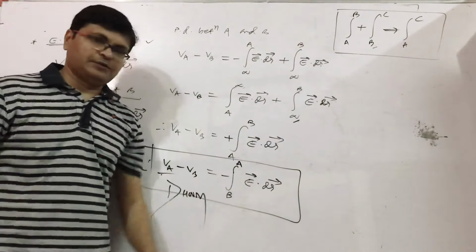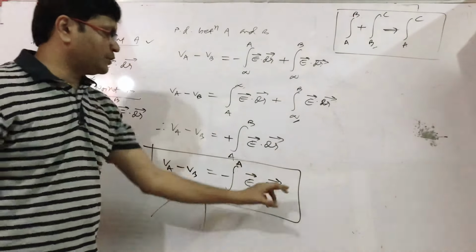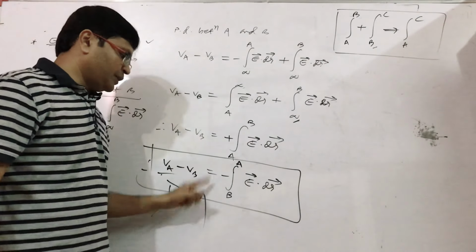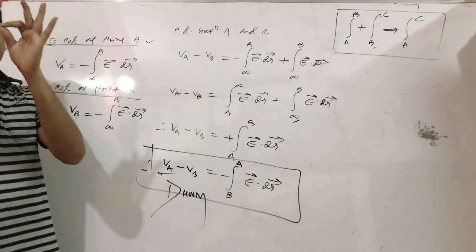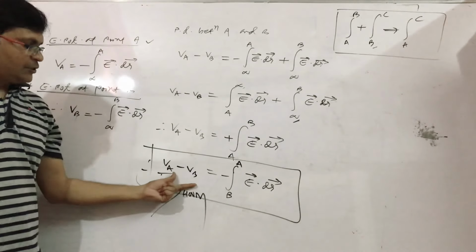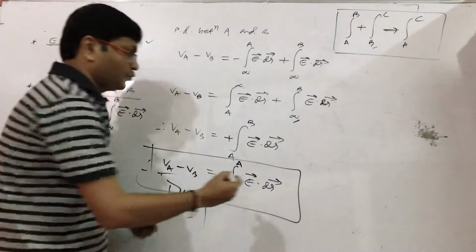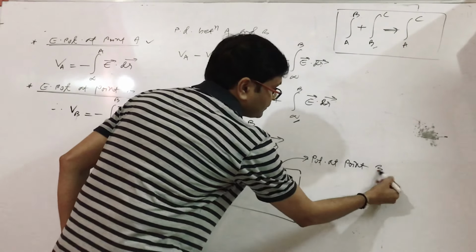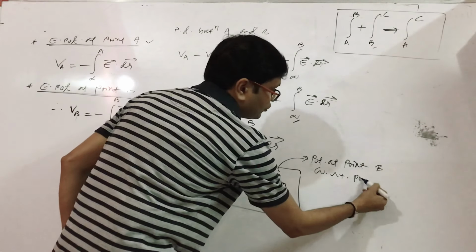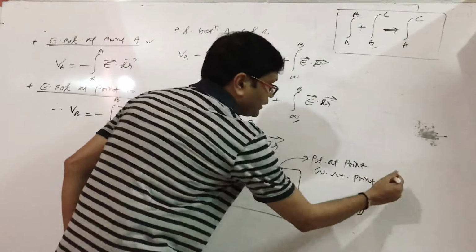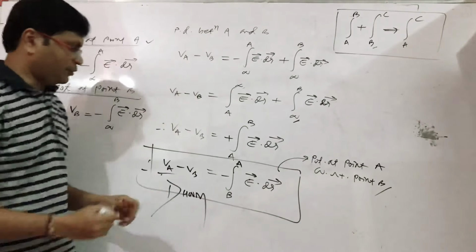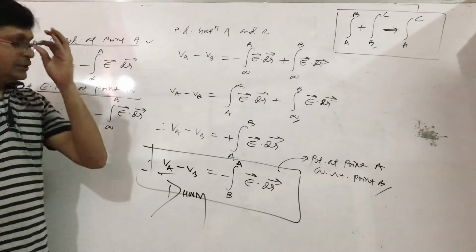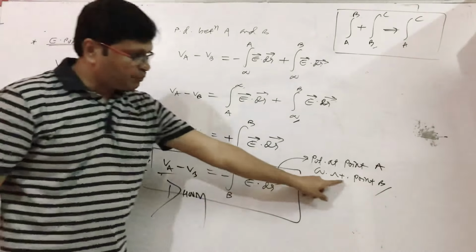There are three meanings. Now be alert. Three meanings of this mathematical form. Number one, this is called the potential difference between A and B. Number two, very important: this formula indicates the potential at point A with respect to point B. Don't forget, potential at point A with respect to B. How can you write this equation? Keep in mind, here with respect to is very important.